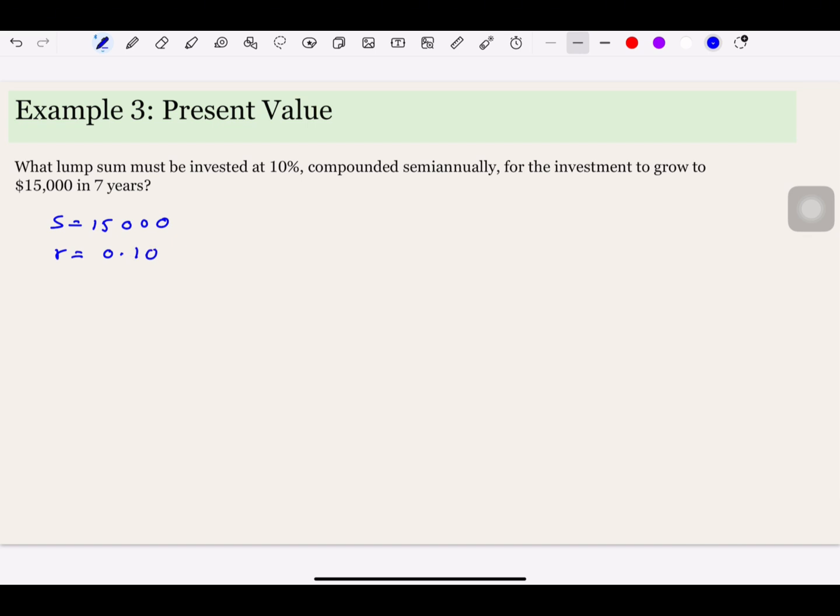0.10, and K is given by 2 because this is compounded semi-annually. So K equals 2 and T is going to be 7, and n is the total number of periods, which is given by K times T. So you multiply 2 by 7, which is 14, and I is the interest rate per period. To get that value, you divide R by K, which is 0.10 divided by 2. It's going to be 0.05.